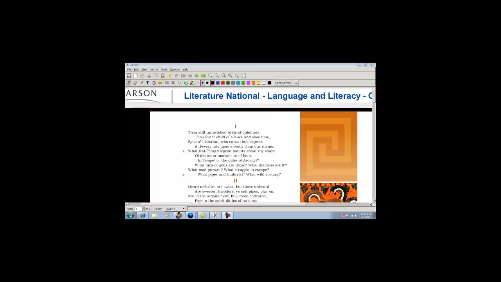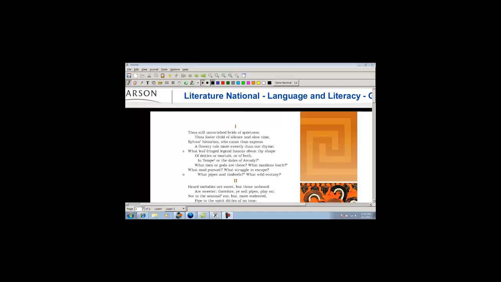Let's look at the format first. Odes can take several different formats, but Keats actually created his own form of the ode. In a Keats ode, you are going to have 10-line stanzas. As you can see in stanza 1, it does follow this pattern. Stanza 2 will be much the same, etc. Each stanza contains a quatrain, so a set of 4 lines, followed by a sestet, a set of 6 lines.